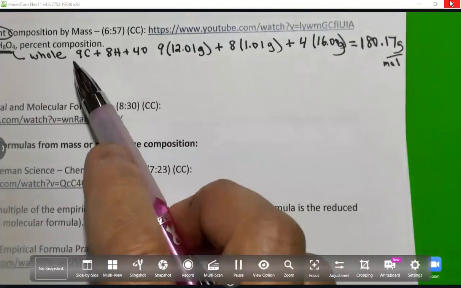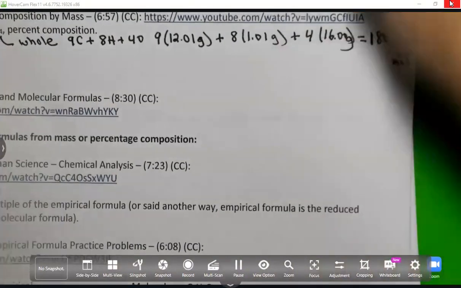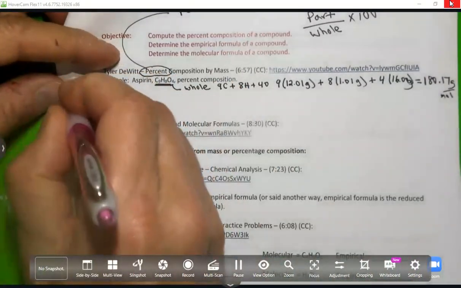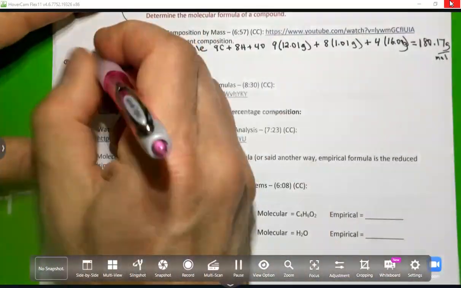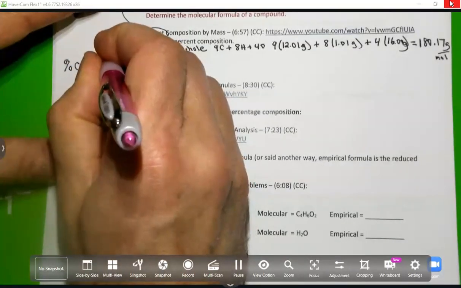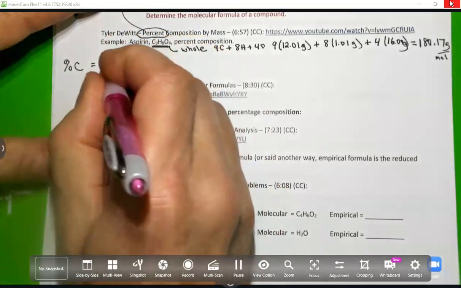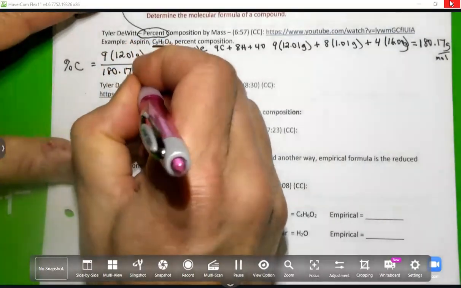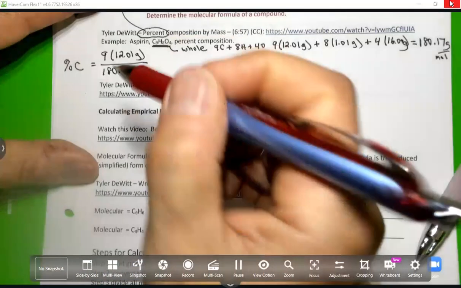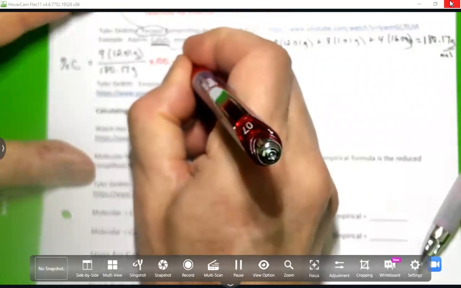Now we're just going to do the part carbon over 180.17, the part hydrogen, and the part oxygen. So let me zoom it out. My percent carbon is going to be my part carbon, which is 9 carbons, over 180.17. We'll times that by 100 and we'll add a percentage sign.